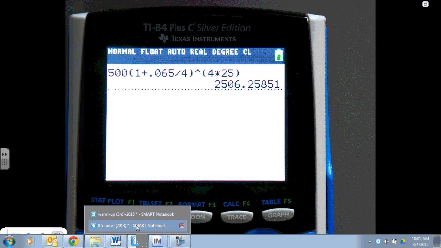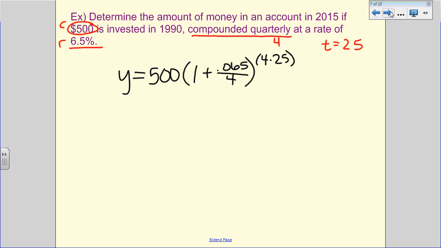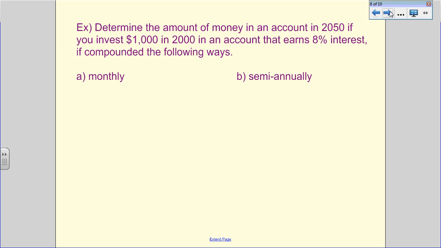All right, so ladies and gentlemen, let's take a look at the next example. It says determine the amount of money in an account in the year 2050. And this should be our last example. If you invest $1,000 in the year 2000 in an account that earns 8% interest, compounded the following ways. Monthly, what's our end value going to be? 12.